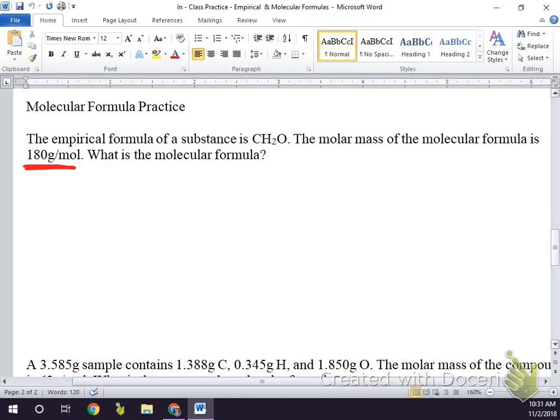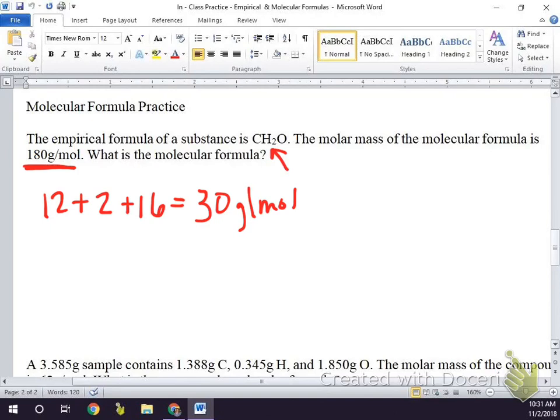So the way we do that is we find the molar mass of our empirical formula. So let's do that first. Okay, carbon is 12 plus 2 for hydrogen plus 16 for oxygen. Are we good with finding molar mass that way? Do I need to write it all the way out? We're good with that. 12 is carbon. We have 1 for each hydrogen atom, which makes 2. And then 16. So 12 plus 2 plus 16. 30 grams per mole. That's the molar mass of the empirical formula.